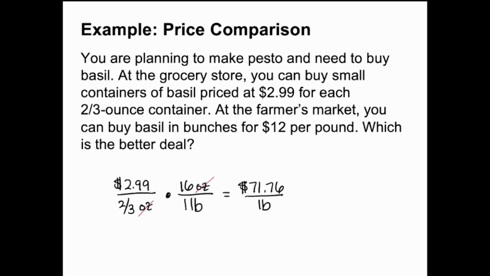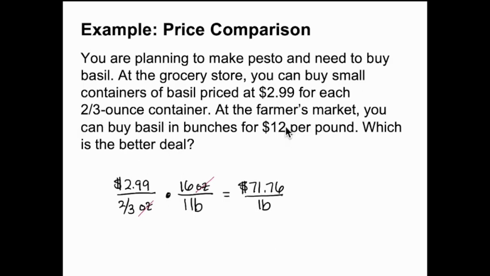That makes it even easier to compare. The basil that's in bunches is already in that format of unit price because it states here that it's $12 per pound. So we know how much it is exactly for each pound. So that's already in unit price format. But we need to look at $2.99 for each 2/3 ounce container.